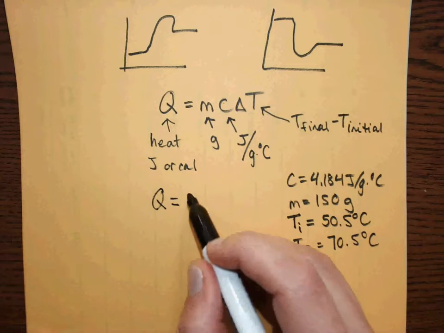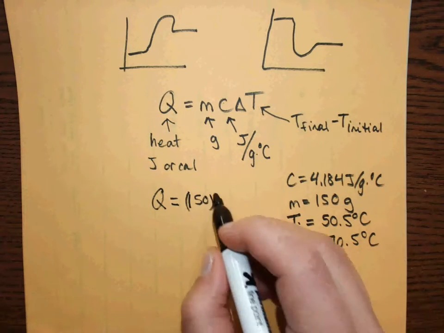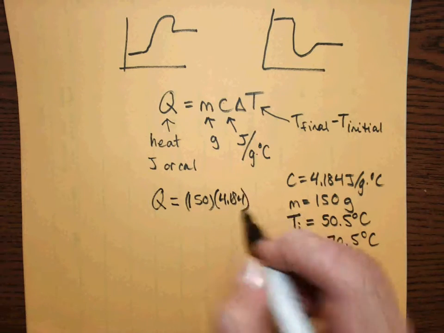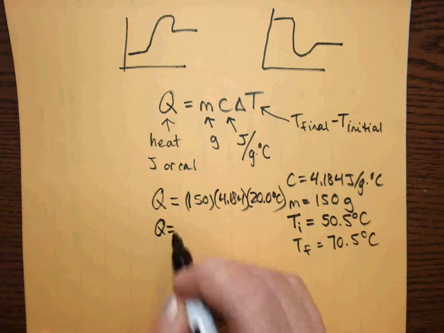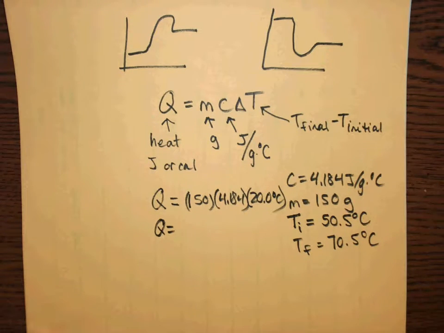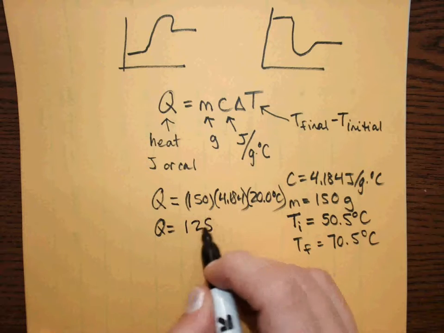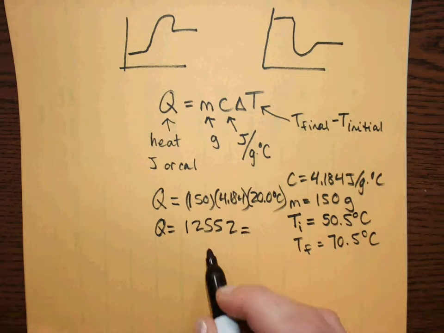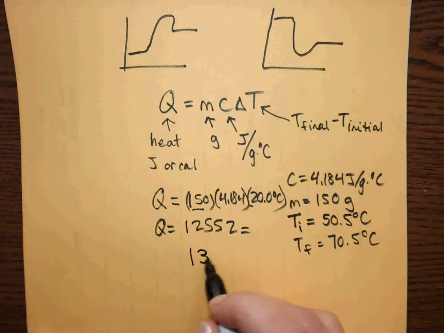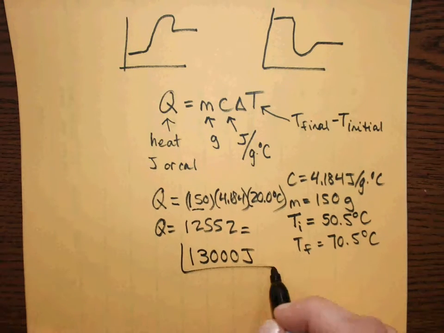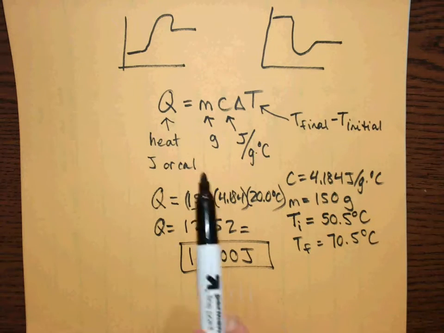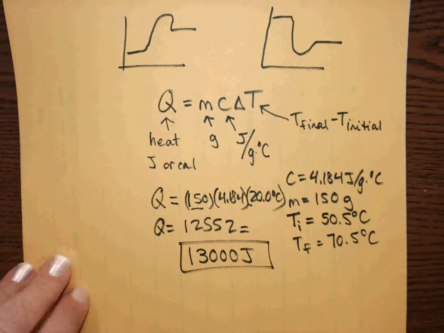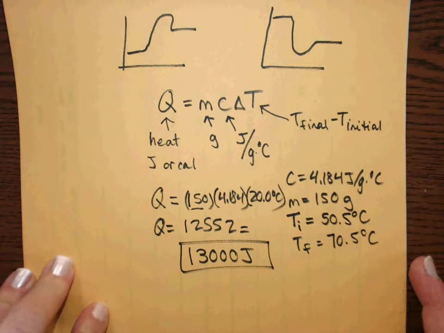So I'd set up my equation, Q equals 150 times 4.184 times my change in temperature, which would be 20. Plug it in, 150 times 4.184 times 20. We get 12,552, and then according to sig figs I have 2, so 13,000 joules would be my answer in this equation. So as long as you know how to use this equation, it is given in the problem, you'll be good to go with the thermo questions on specific heat.